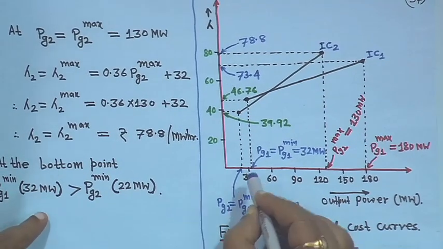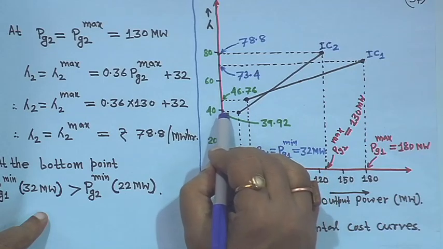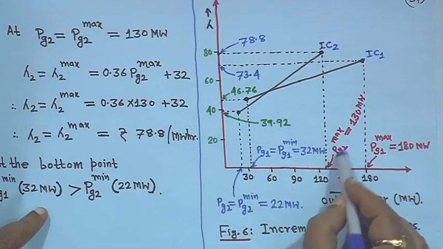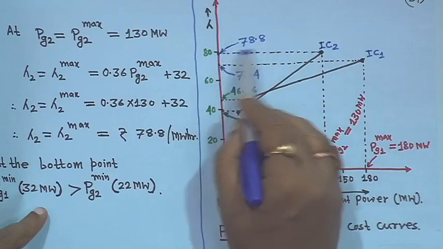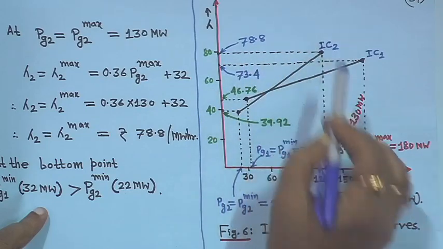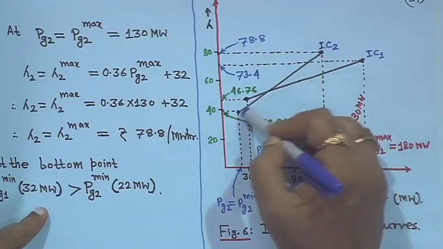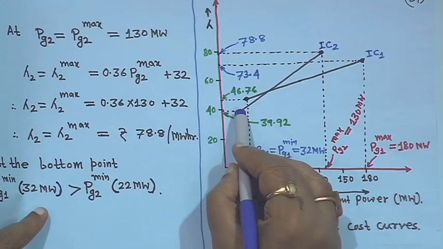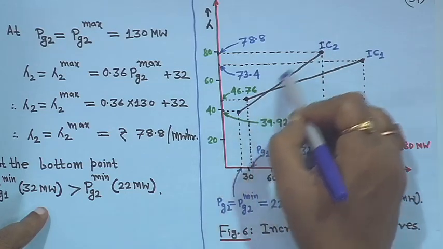So, I repeat, this is PG2 equal to PG2 min 22 megawatt, the corresponding lambda value we got is 39.92, and when PG2 is equal to PG2 max 130 megawatt, that lambda value is 78.8. Accordingly, it is a straight line joining. So, automatically you can just join these 2 points. Here when PG2 is equal to 22, lambda is equal to 39.92, when it is 130 it is 78.8, another point. So, you can make it.